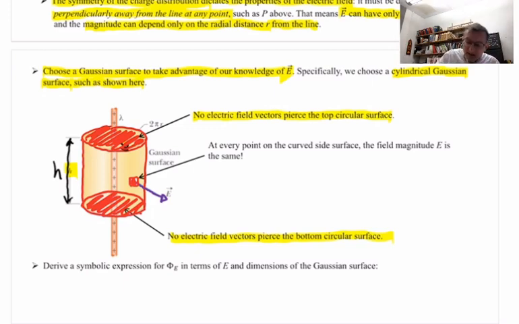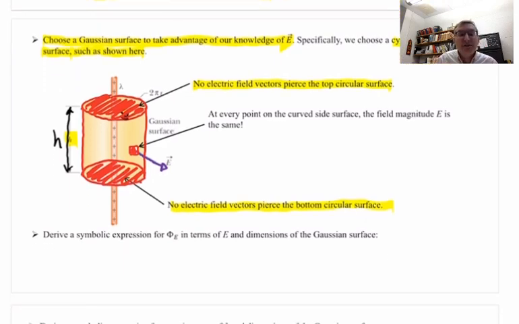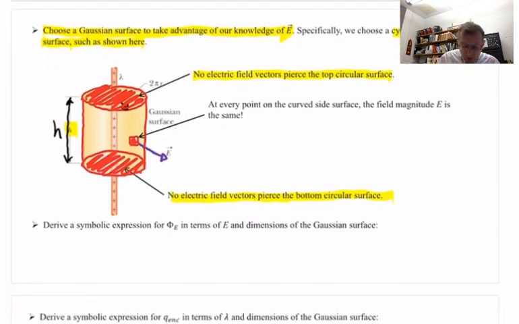So now our task is to derive a symbolic expression, purely symbolic, for the electric flux in terms of the magnitude of the electric field and the dimensions of the Gaussian surface. Now again, the piercing occurs on the curved side, but notice something. Every point on the curved side of this Gaussian cylinder is distance r from the line, right? Remember that.